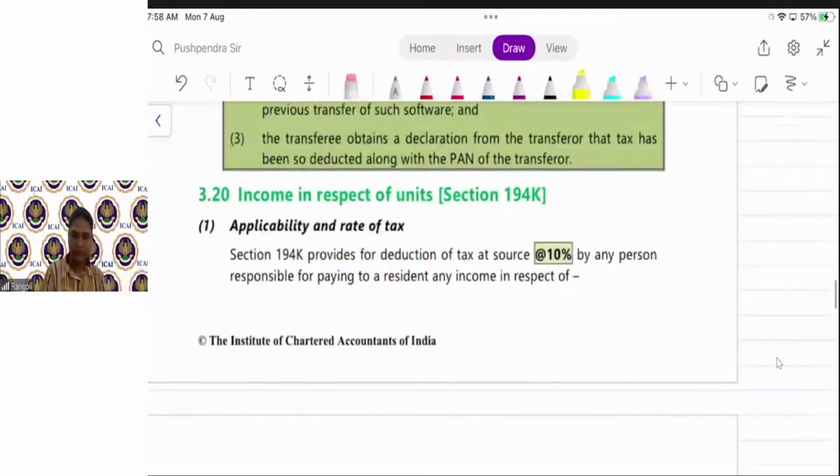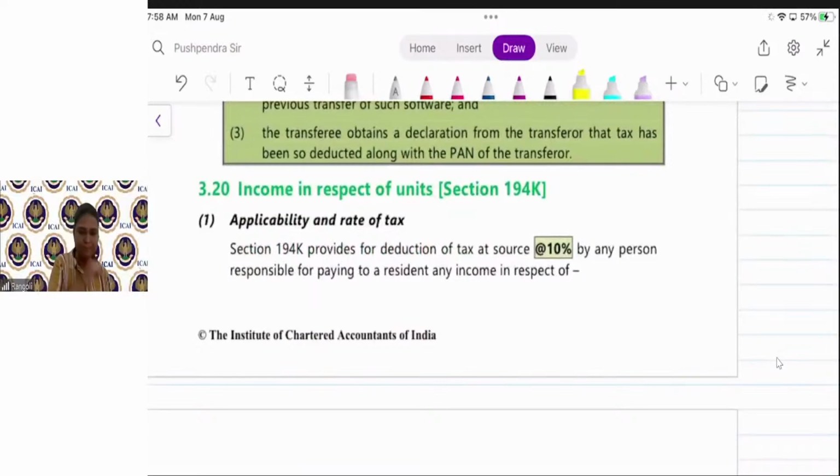Clear, everyone? Up till now, it is clear. Can we move forward to section 194K? Please reply, everyone, fast.